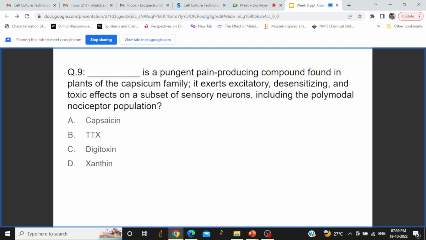So another question is, dash is the pungent pain producing compound found in the plants of the capsicum family. It exerts excitatory, desensitizing and toxic effects on a subset of sensory neurons, including the polymodal nociceptor population. So, which one of these is the answer? A is capsaicin, B is TTX, C is digitoxin, and D is xanthine.